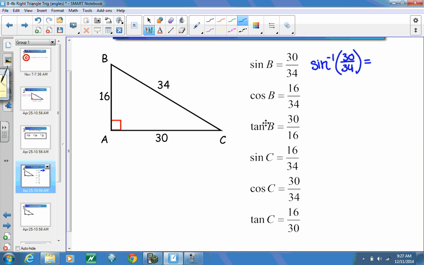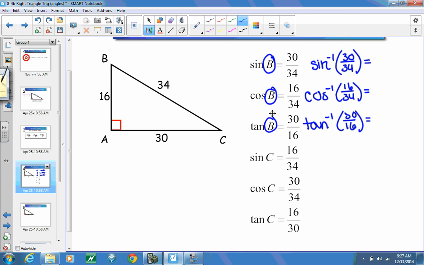I can do the same thing with cosine and tangent. We can use the inverse cosine of 16 over 34. And then we could also do the inverse tangent of 30 over 16. What this is all going to do is give me the angle that I'm looking for, and in all 3 of these, it's going to give me angle B.